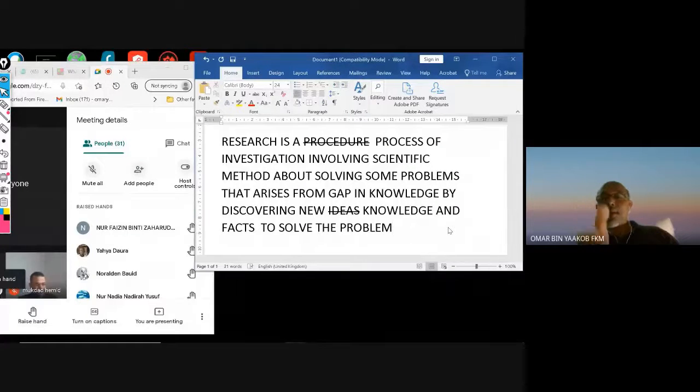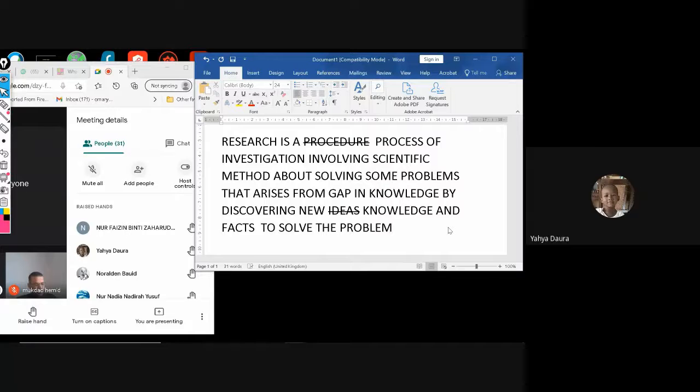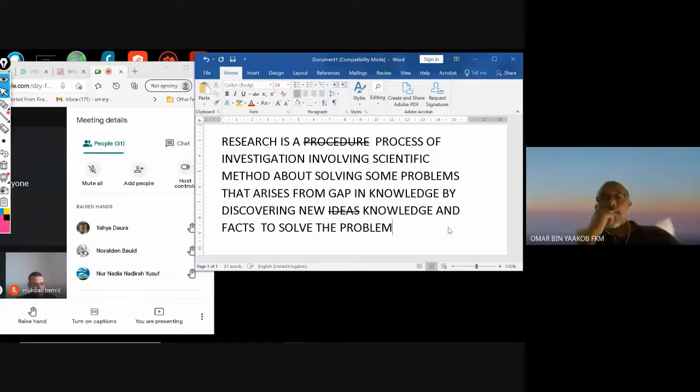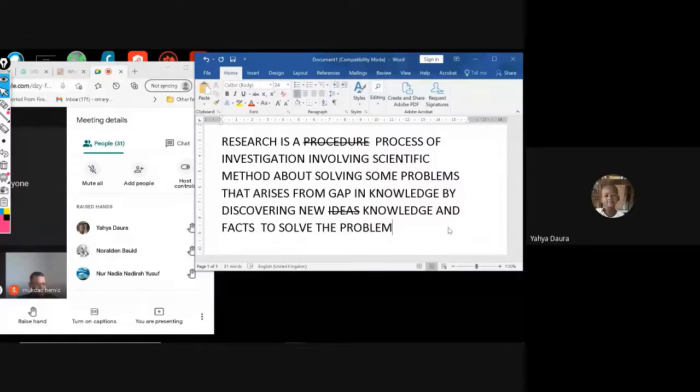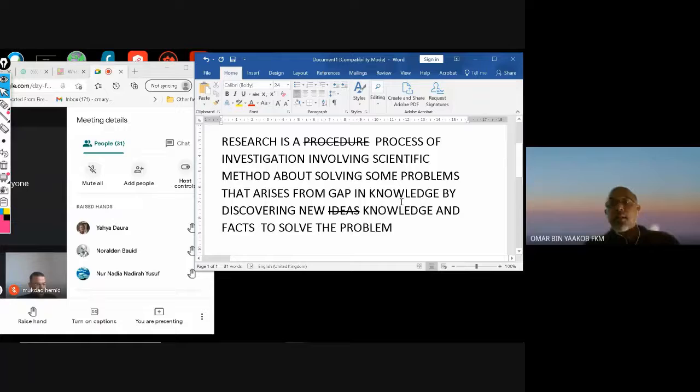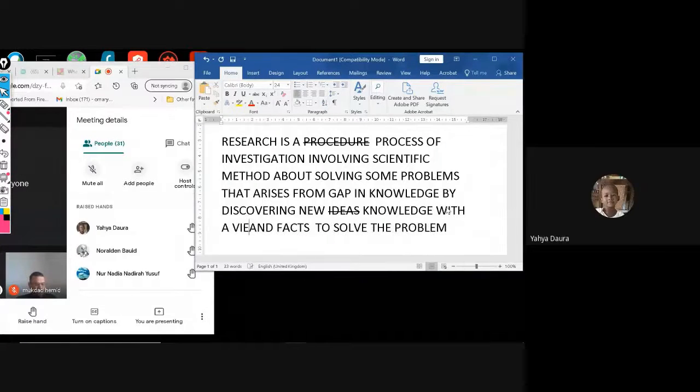I don't understand. It depends. I don't want explanation. What we want is how to edit this. With a view to finding a new knowledge. Which part do you want to edit, to add? What I'm editing is, that is, discovering new ideas. Or from discovering new knowledge. With a view. Discover new knowledge with a view to finding a lasting solution to the problem or mitigate the problem.